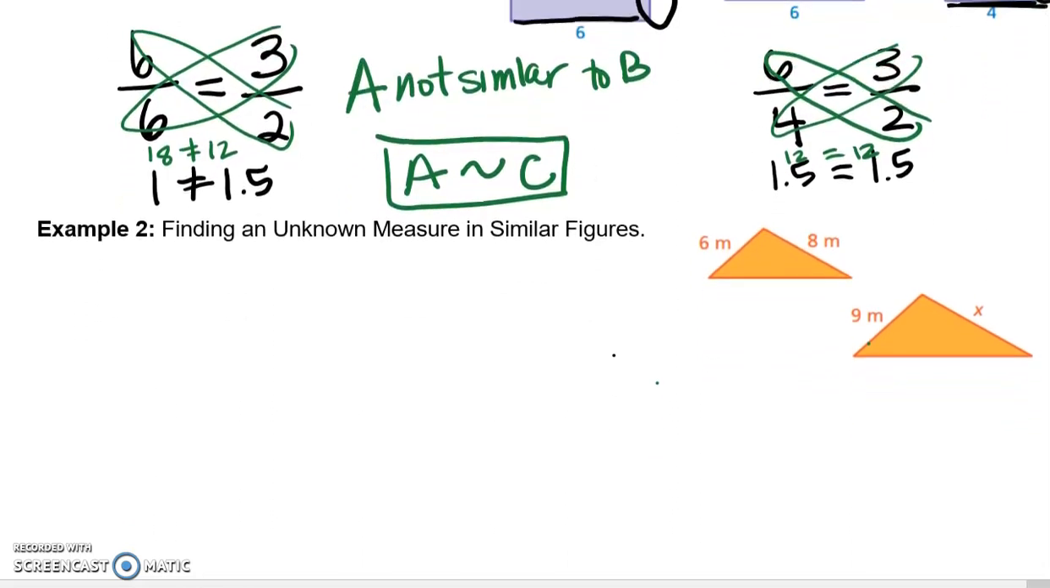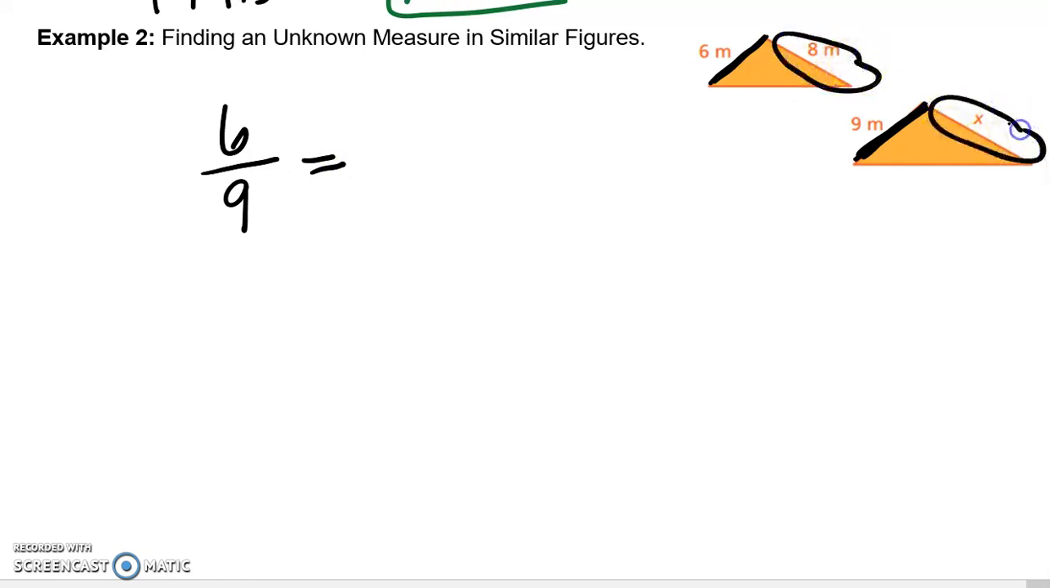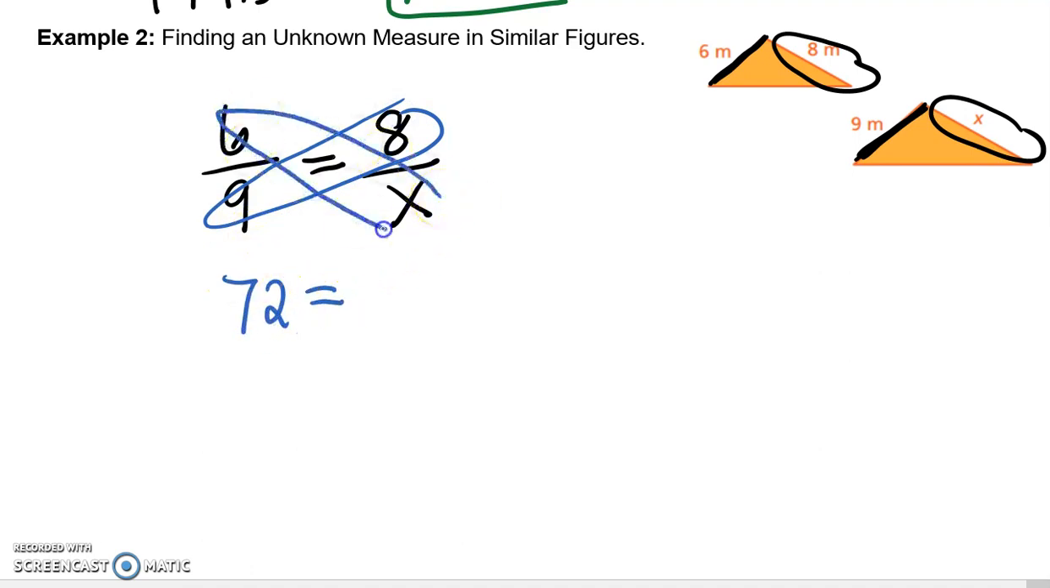Now, in example 2, sometimes they will not give us every measurement, and we have to solve to find the missing one. You still set it up the same way. The corresponding side to 6 is 9, so I'd write that as 6 over 9 equals 8 over x. Your only choice here to solve this is to use cross products. So 8 times 9 is 72, and 6 times x is 6x. Then you are just solving a basic one-step equation by dividing both sides by 6. And 72 divided by 6 is 12.